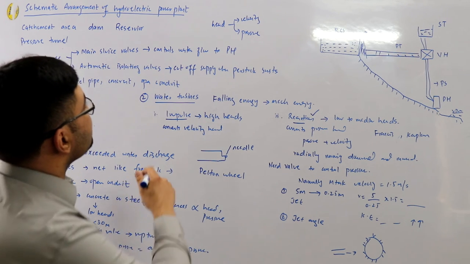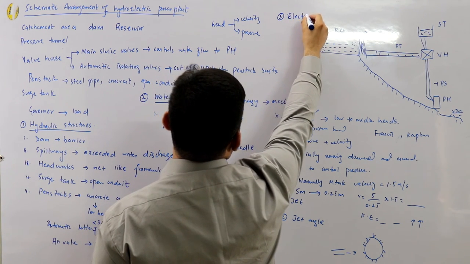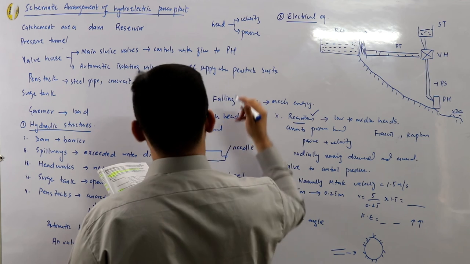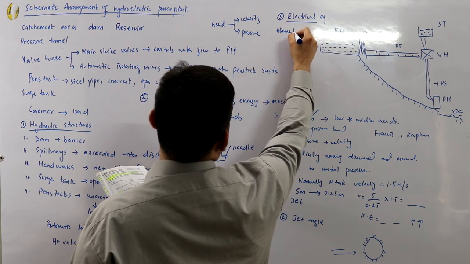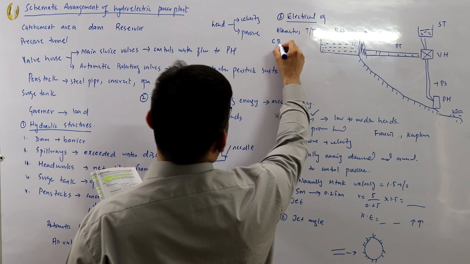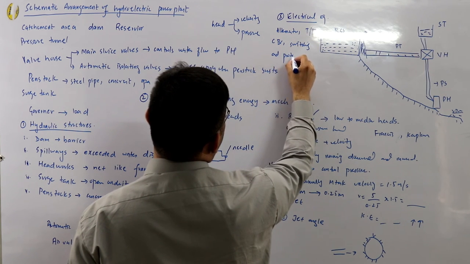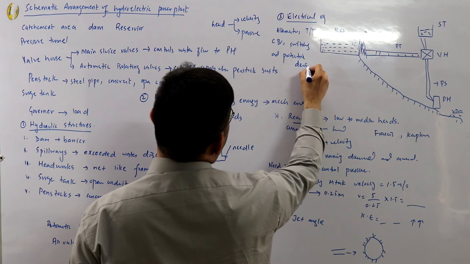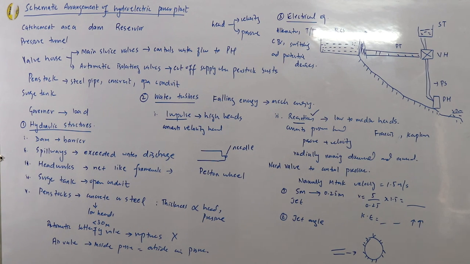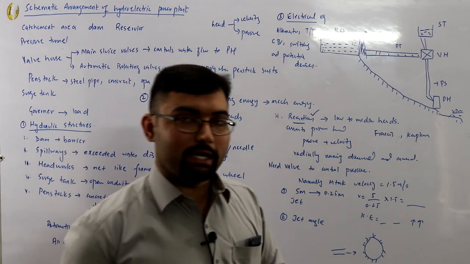So this was the second constituent. Similarly, the third constituent is the electrical equipment, which includes alternators, transformers, circuit breakers, and other switching and protective devices. Basically, this is not part of this course for me. We will study it one day, inshallah, in the electrical machines course. Hopefully you have studied it. If not, I will teach you one day in the electrical machines course.